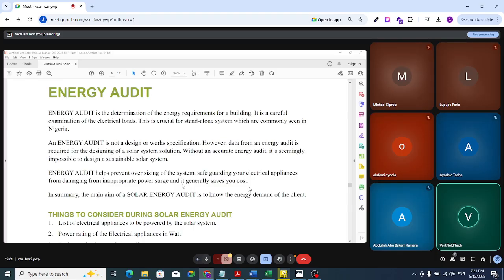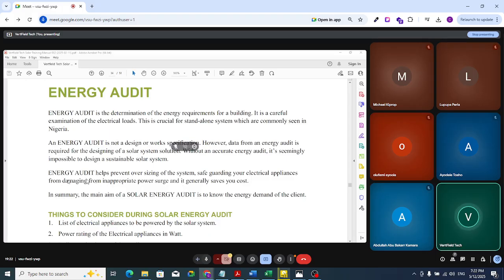So this is energy audit. On my screen, you can see that energy audit is a determination of the energy requirement for a building. It is a careful examination of the electrical loads of that building. It simply means that energy audit gives you information on what you have to power up: television, freezer, fan, laptop, whatever. It tells you everything you need to know.